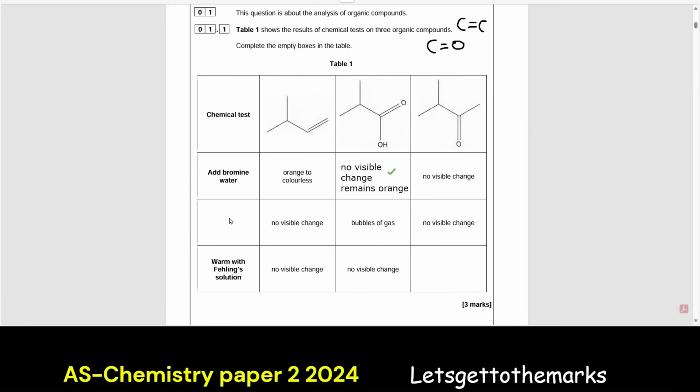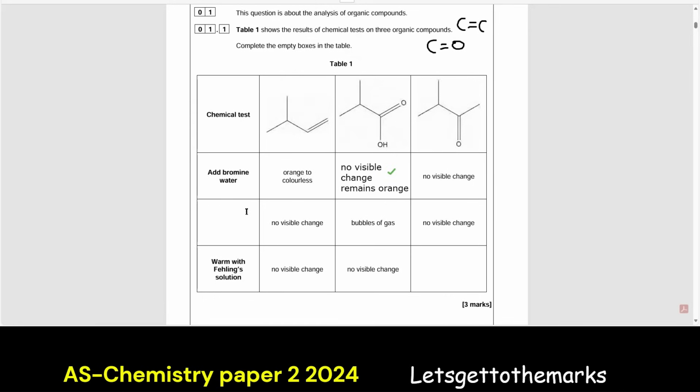Okay, for the second row, it says the name of the chemical test. So something has been added to each of these 3 structures. We can see we've got an alkene. You should be able to recognize the functional group of the second structure. It's a carboxylic acid. And then over here, we have a ketone. So what is added? There was no change with the alkene, bubbles of gas with the carboxylic acid, and with the ketone, no change. So essentially, we're looking at something that's been added that identifies acids.